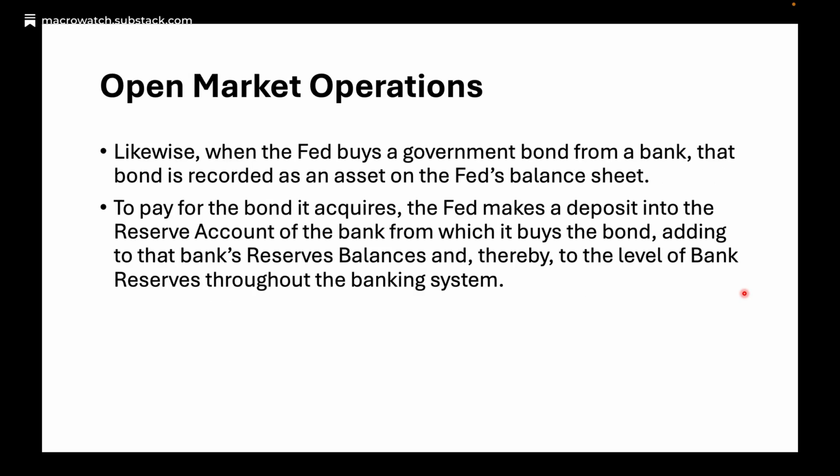Likewise, when the Fed buys a government bond from a bank, that bond is recorded as an asset on the Fed's balance sheet. To pay for the bond it acquires, the Fed makes a deposit into the reserve account of the bank from which it buys the bond, adding to that bank's reserve balances and thereby to the level of bank reserves throughout the banking system.